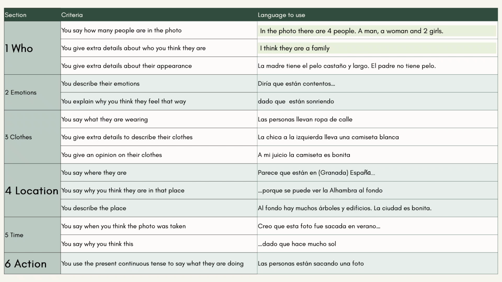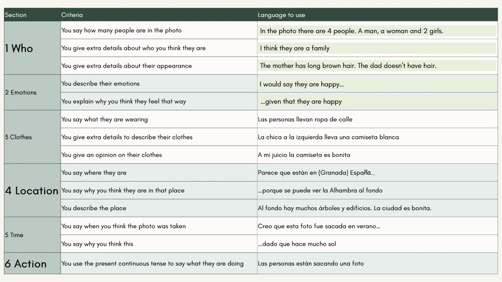La madre tiene el pelo castaño y largo. El padre no tiene pelo. The mother has long brown hair. The dad doesn't have hair. Okay, so I'm trying to be as specific as I can. I've given 2 people here just to make sure that I'm giving more detail. Diría que están contentos. I would say that they are happy. And then the second part of the sentence underneath follows on. Dado que están sonriendo, given that they are, my apologies, that should be given that they are smiling. Están sonriendo is they are smiling.